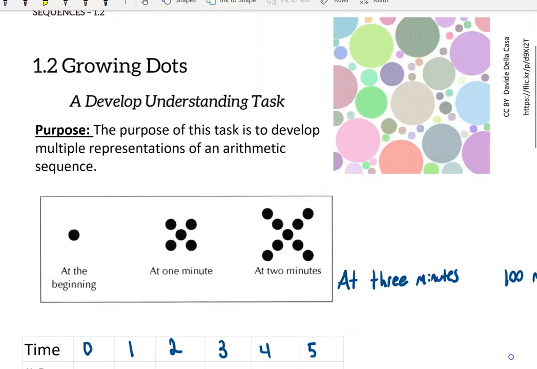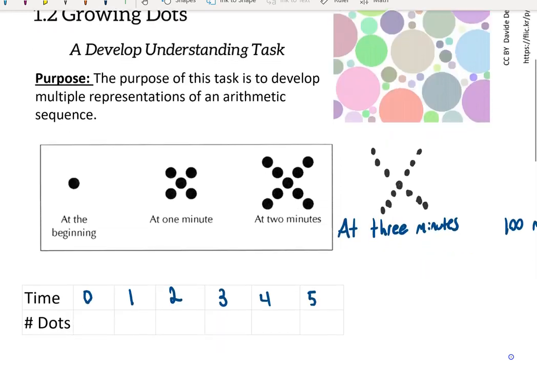And so 3 minutes is pretty easy. Some students may just dive straight in and say, okay, I can take the 2 minutes picture and I see what's going on here. Every time it's growing by 1 dot on each of the wings of the x, maybe you might think. And so we can begin to fill in a table. At the beginning, we had 1 dot. At 1 minute, we had 5 dots. At 2 minutes, that was 9. And then at 3 minutes, we had 13.